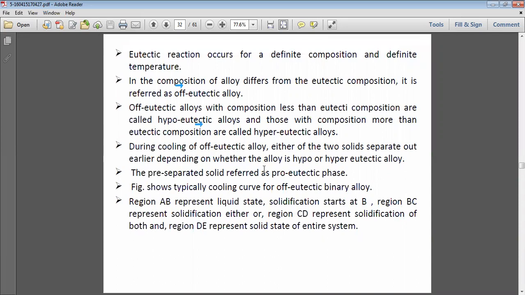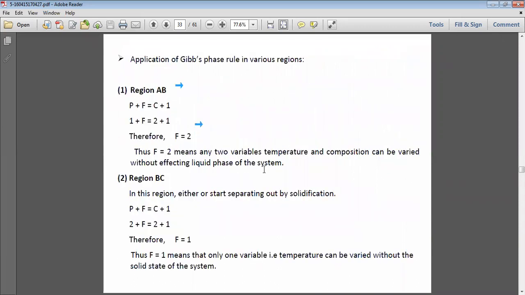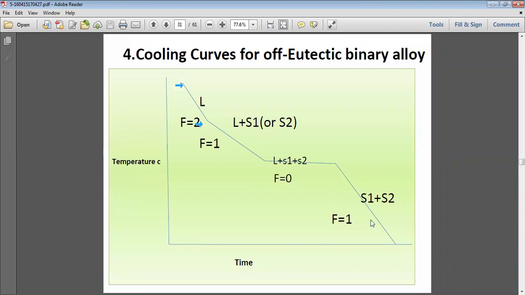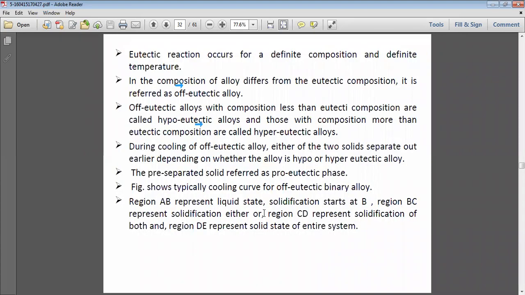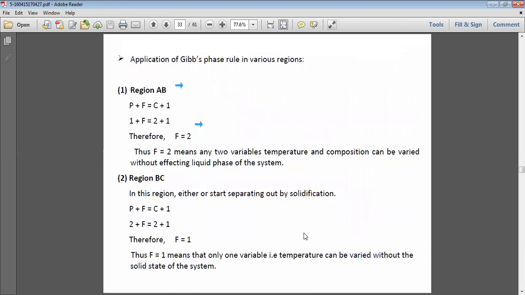Region DE represents the solid state of the entire system. This is the solid state, that is S1 plus S2. No liquid state is shown in this part over this time. So this is when we compare it with temperature and time for this zone.